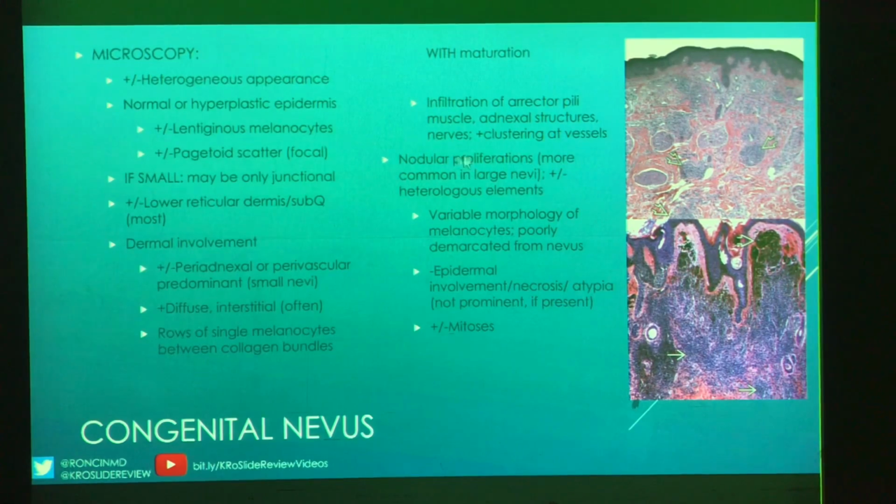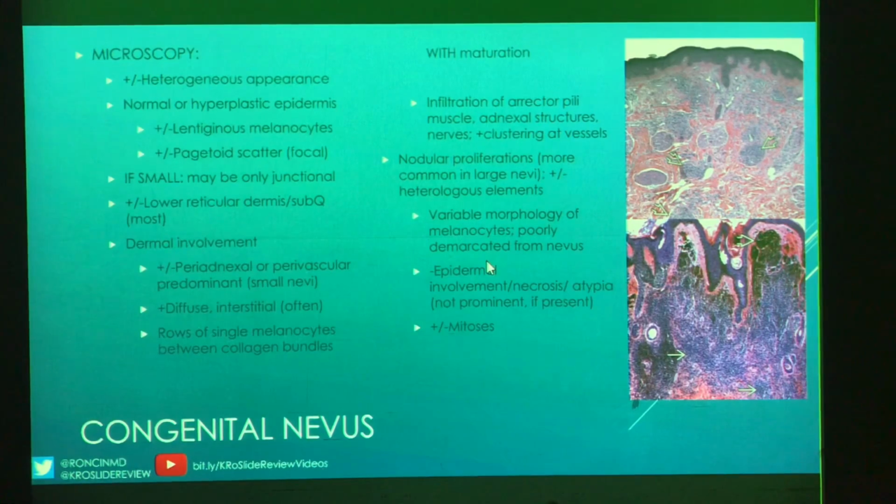And here we go. We're talking about our nodular proliferations. They may or may not have heterologous elements, and heterologous elements means something that is a normal tissue, but it does not belong in the location that it is at. So that could be something like bone or cartilage, just things that aren't in the right location. Again, your melanocytes can have variable morphology, like we talked about, and they can be relatively poorly demarcated from the overall nevus.